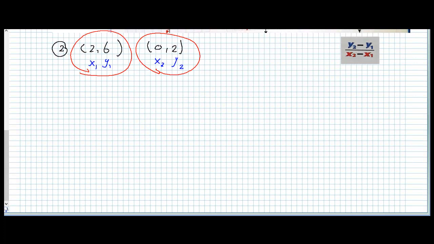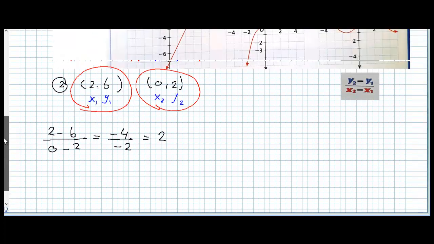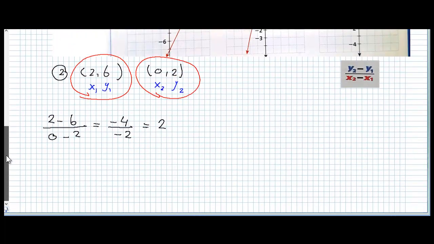Let's see how. First I will put our rule. Our rule is y2 minus y1. y2 is 2 minus y1, 6, over 0 minus 2. Okay, 2 minus 6 is minus 4, 0 minus 2 is minus 2. Minus divided by minus is positive, and 4 divided by 2 is 2. So the slope here is positive 2.